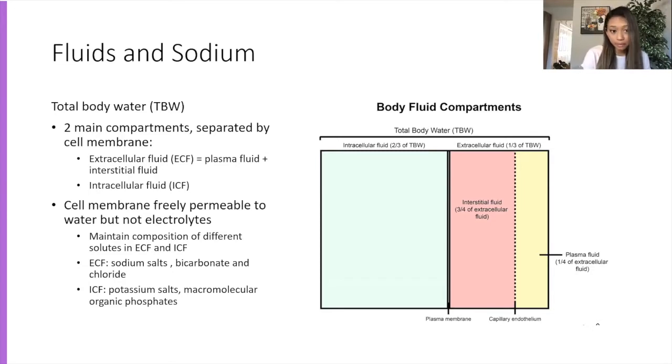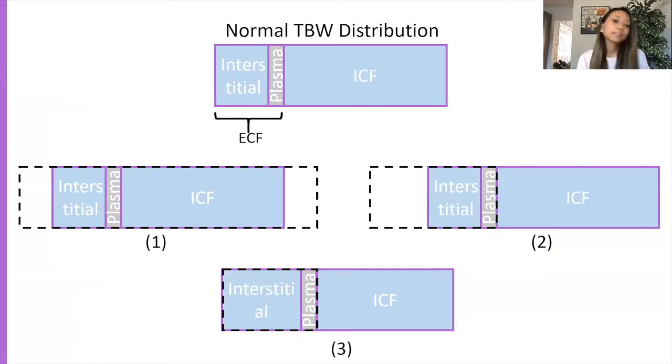They're separated by the cell membrane. The extracellular fluid is the plasma fluid, like in the vasculature, as well as the interstitial fluid, which is in the parenchyma. Intracellular fluid is, as it says, inside the cells. So the cell membrane is freely permeable to water, but not to electrolytes. It maintains the composition of different solutes in the extracellular fluid and the intracellular fluid. So in the ECF, there's sodium salts, bicarb and chloride primarily, and in the ICF, there's potassium salts and macromolecular organic phosphates.